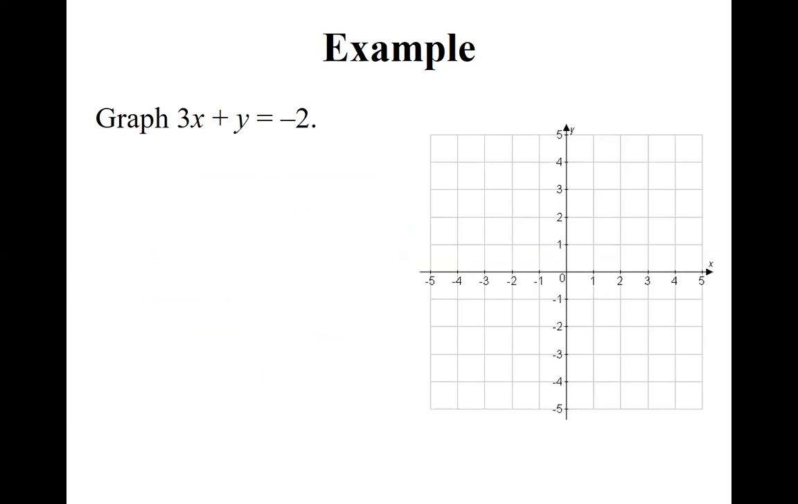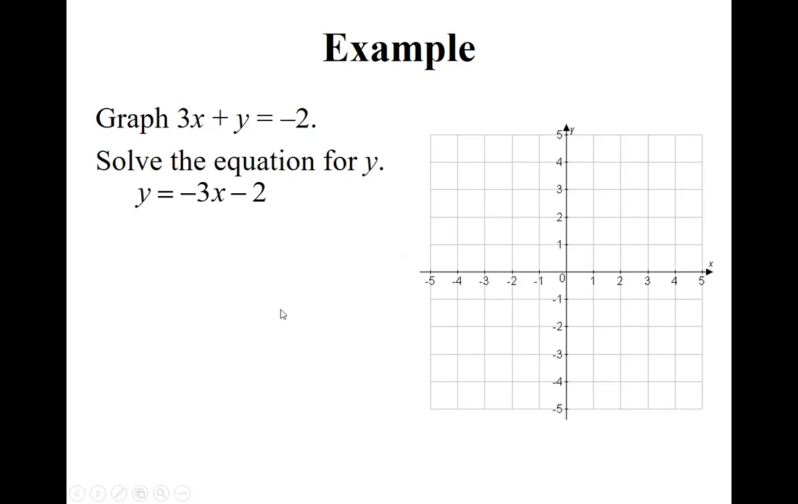Let's graph 3x plus y equals -2. Well, we need to solve it for y first so that we can see the slope and the y-intercept. So we take our equation and we subtract 3x from both sides. That gives us y equals -2 minus 3x, or -3x minus 2. The y-intercept is -2. The slope is -3.